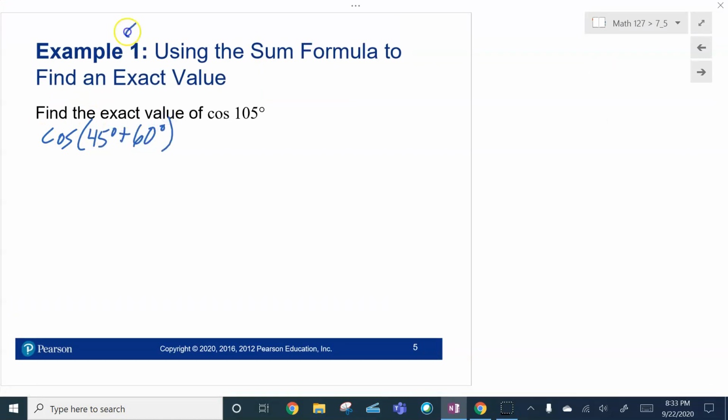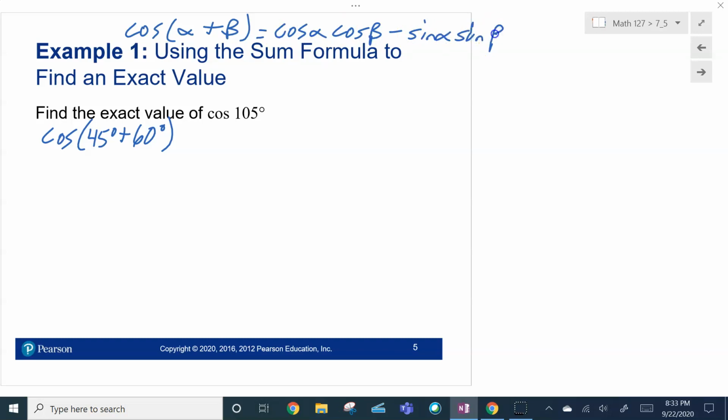Sure. So I can use the cosine of alpha plus beta formula, which is cosine alpha cosine beta minus sine alpha sine beta. So I'm going to follow that. My alpha is 45, my beta is 60. So this will become cosine 45 degrees cosine 60 degrees minus sine 45 degrees sine 60 degrees.